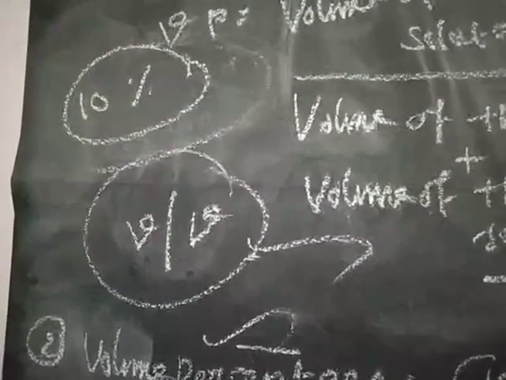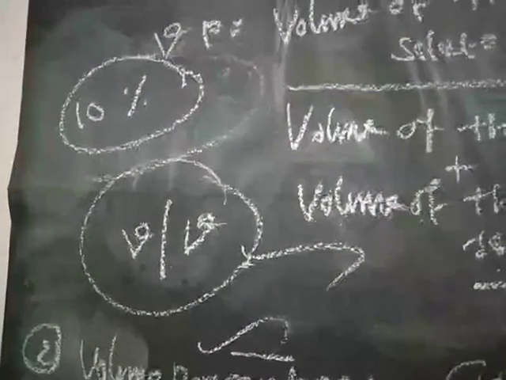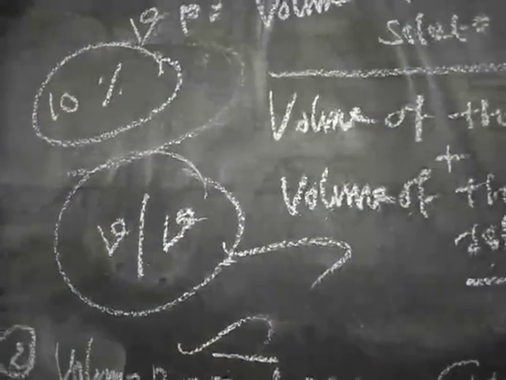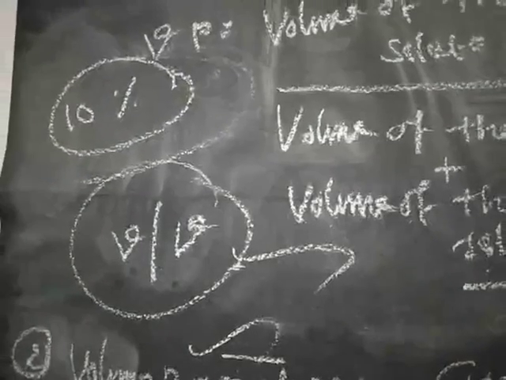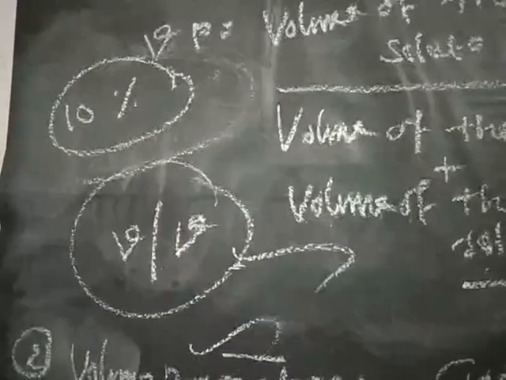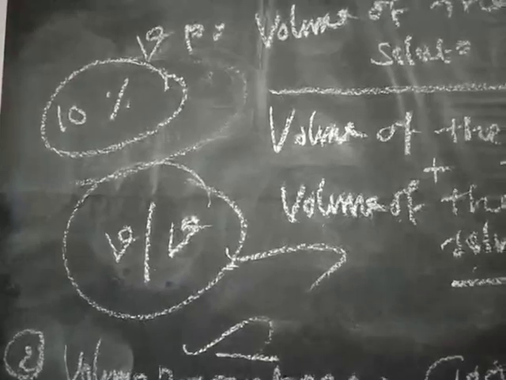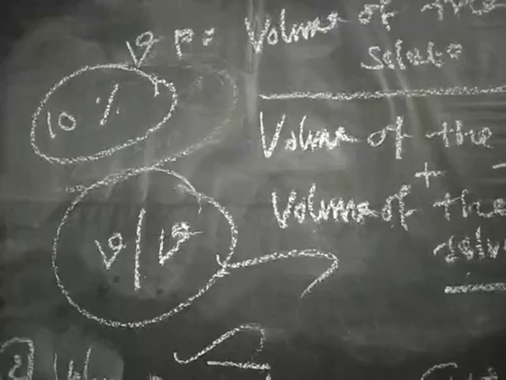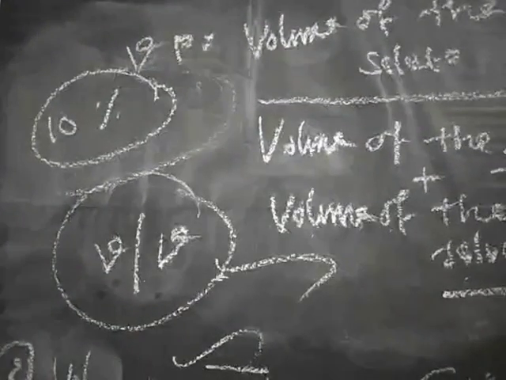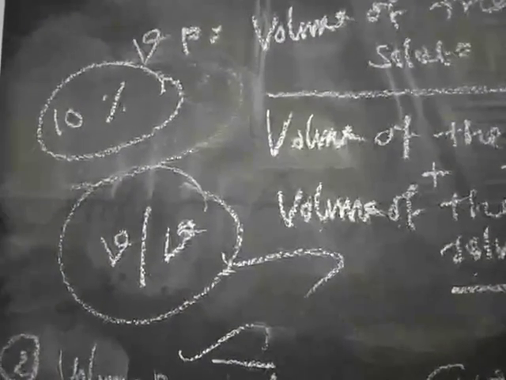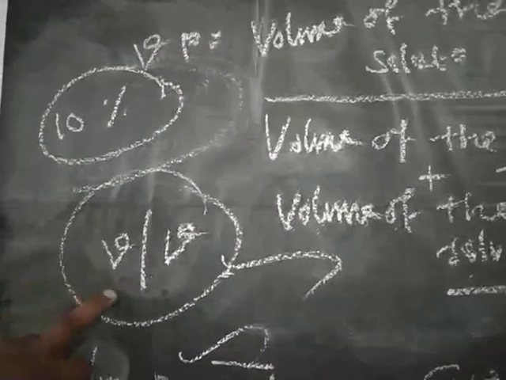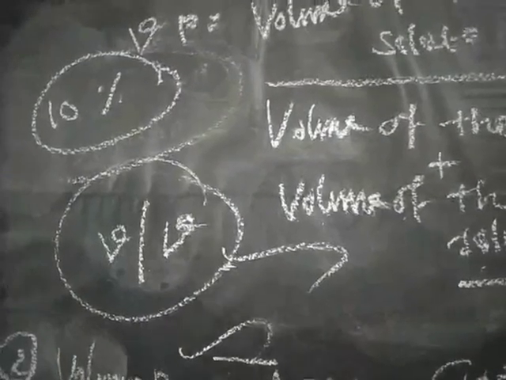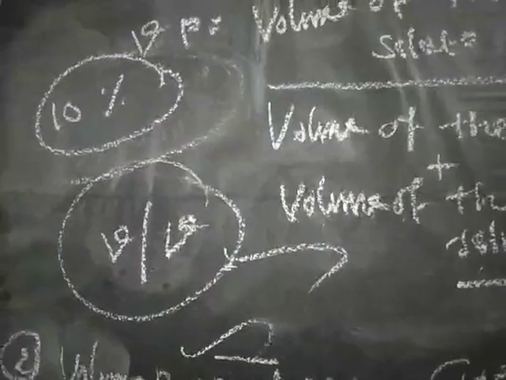Okay, next point. It is used when both the solute and solvent are liquids. Volume percentage decreases with an increase in temperature because of expansion of liquids. In day-to-day life, we use different types of ointments, soaps, and other things, which are expressed either as W/W or V/V. W/W means weight per weight. V/V means volume per volume.